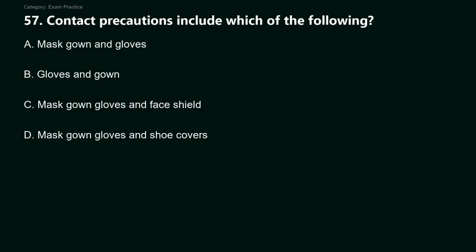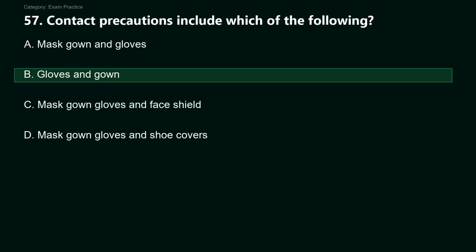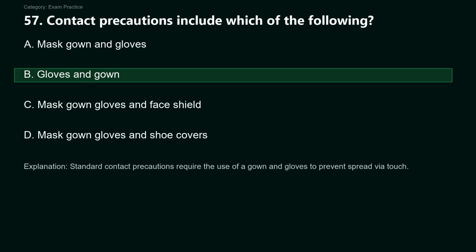Question 57. Contact precautions include which of the following? Option A, mask, gown and gloves. Option B, gloves and gown. Option C, mask, gown, gloves and face shield. Option D, mask, gown, gloves and shoe covers. The correct answer is option B, gloves and gown. Standard contact precautions require the use of a gown and gloves to prevent spread via touch.